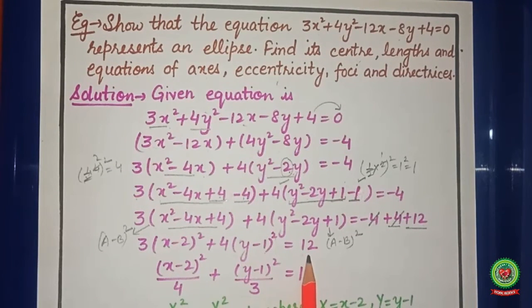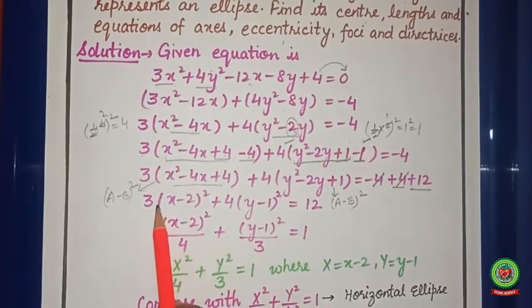Now, for reducing it to the standard form, the right hand side should be 1. So, divide the whole equation by 12. On solving, we get (x minus 2) whole square upon 4 plus (y minus 1) whole square upon 3 is equal to 1.